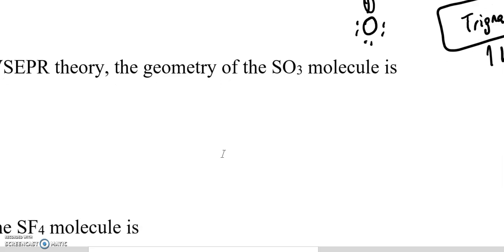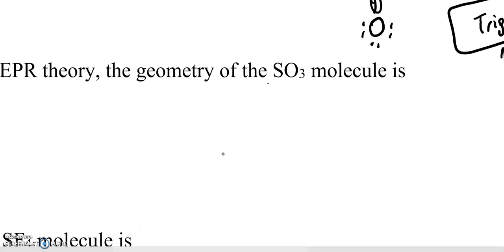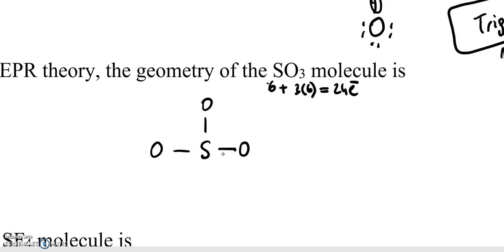So let's work on this molecule now. For sulfur, we have 6 valence electrons, and I have 3 times 6. I have a total of 24 electrons. There's no charge, so it's going to be 24 electrons total. I'm going to have sulfur, oxygen, oxygen, and oxygen this way. So I'm going to make single bonds: 1, 2, 3. So I used up 6 electrons. Each bond has 2 electrons in it, so I have only 18 left.